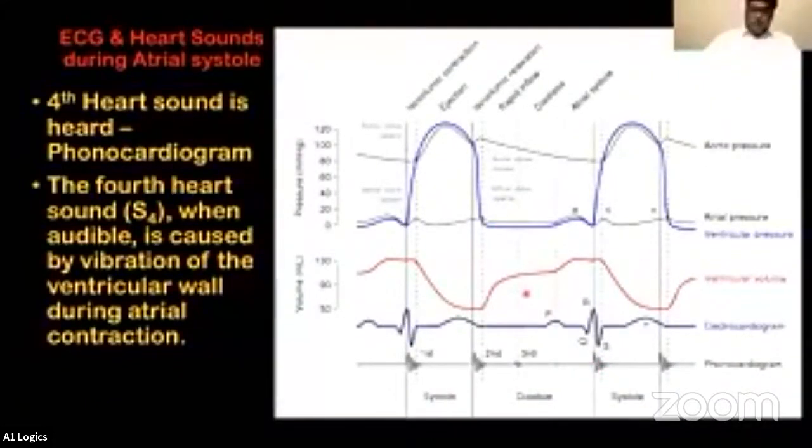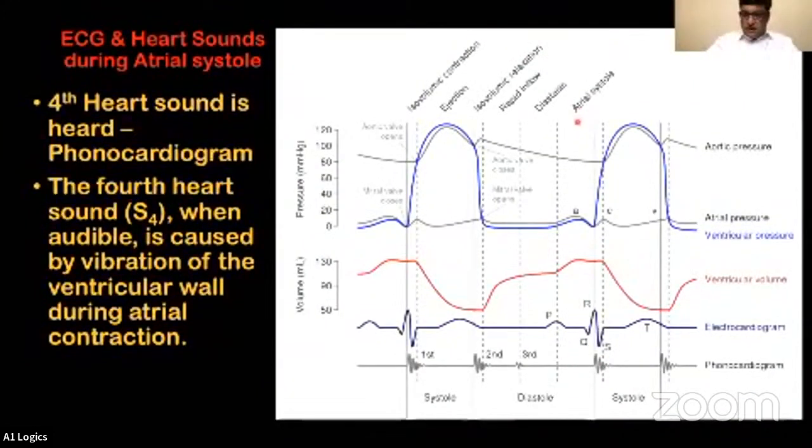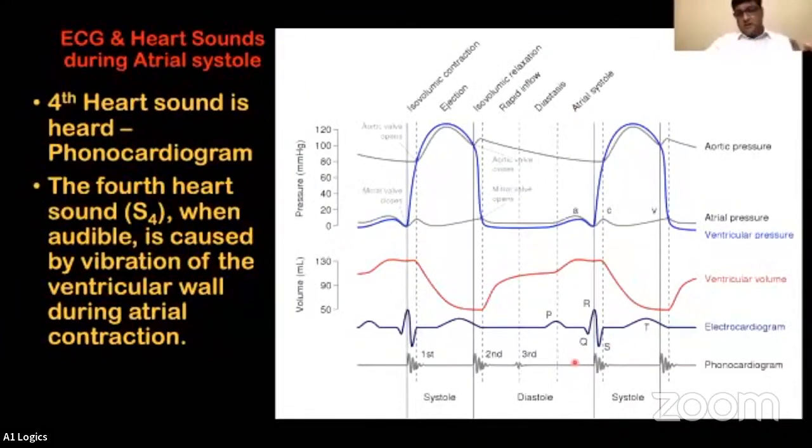Sometimes in a few individuals, you can also hear the fourth heart sound. That is probably in this phase where the atrial systole is there. Sometimes it is loud, sometimes it is not. If it is loud, you need to think of pathological conditions, right? So the fourth heart sound is created. Why? Because it is created by the vibration of the ventricular wall during the atrial contraction. So that is responsible for the S4.